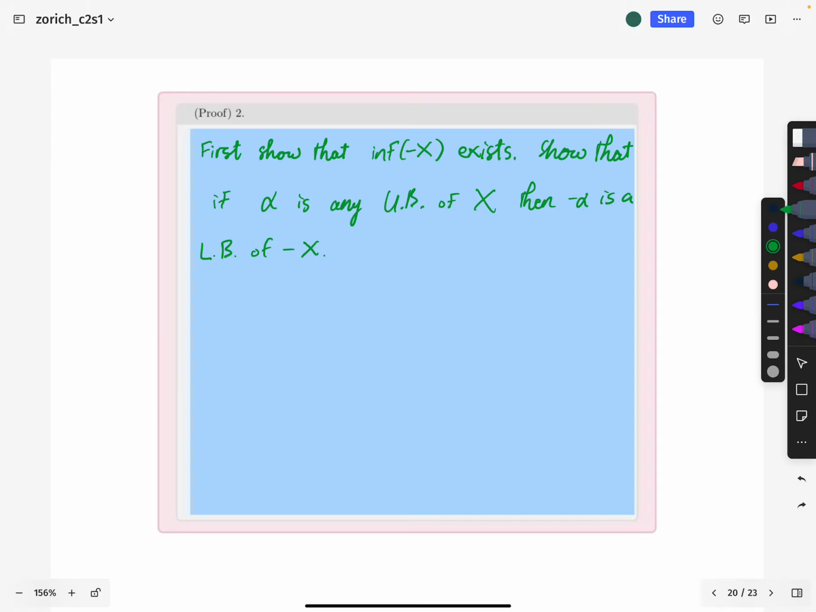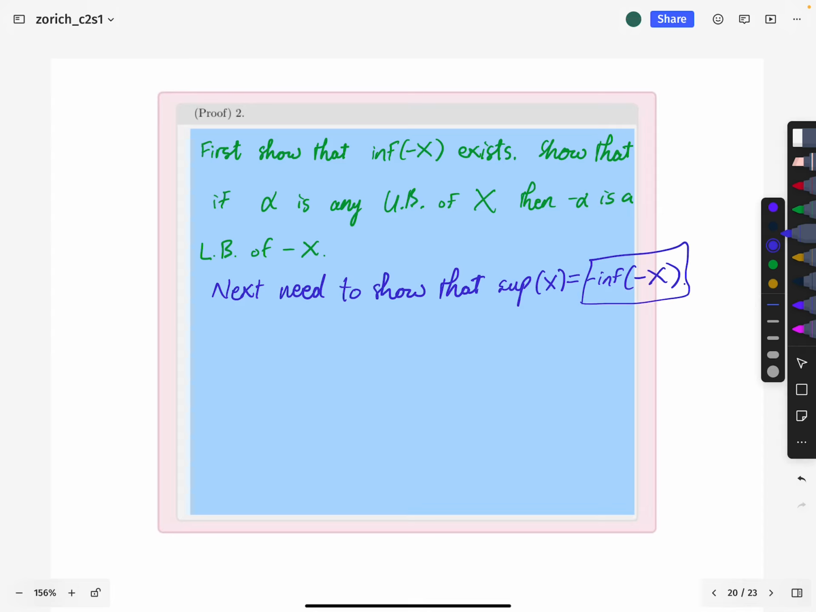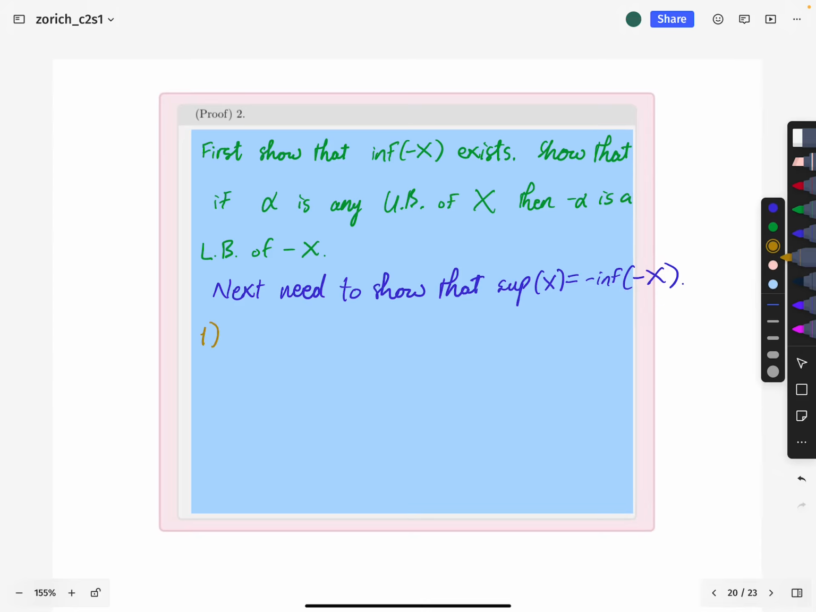So, okay. Once we know that inf of negative X exists, next we need to show that the sup of X is negative inf of negative X. First of all, we have to show that this thing is an upper bound of X, and then show that it is the least of all the upper bounds of X. So let's start with the first, showing that negative inf negative X is an upper bound of X.